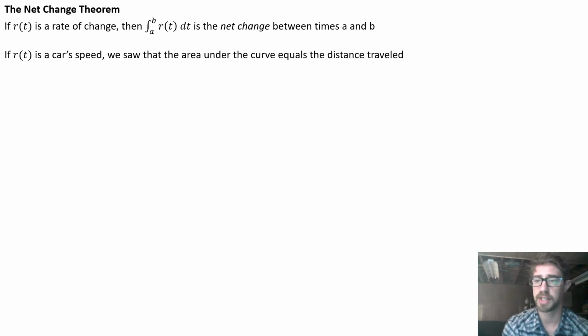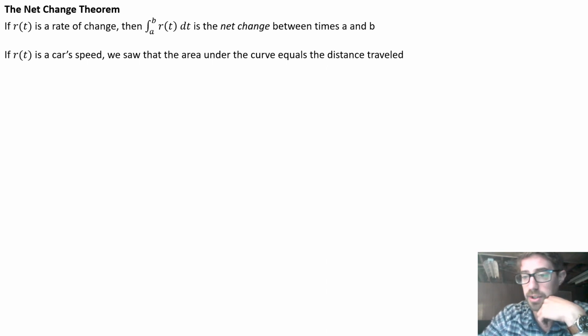So, right, if r of t is the speed of your car, then the total area under that curve between time a and time b is the total distance that your car traveled. So really, this is just saying that integration is differentiating backwards. If I give you a displacement function and you do the derivative, that's the velocity. If I give you a velocity function and you do the antiderivative, that's the total amount of stuff that happened. Whatever that rate of change, whatever is changing, then the integral is the total amount of stuff that happened in there. So the net change or total change.